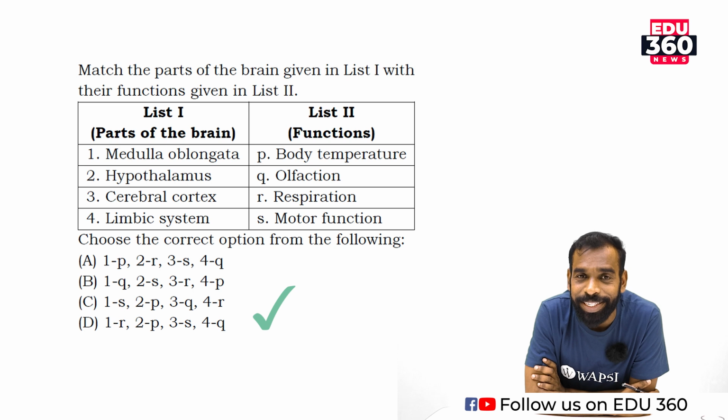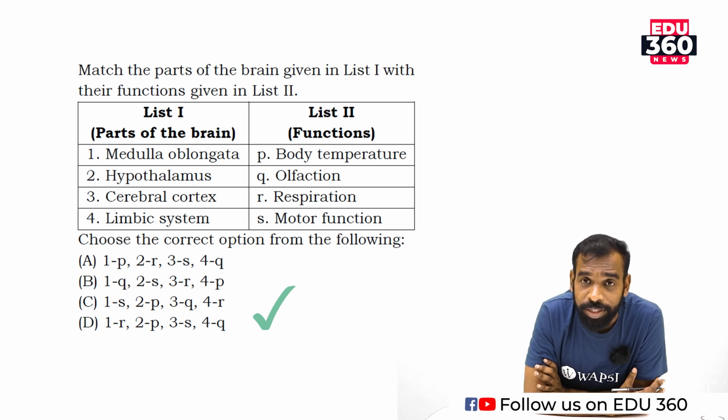Pneumotaxic center acts as a moderator region. Then respiratory rhythm center, then chemosensitive area. All these regions are present in the pons region and medulla oblongata. Then hypothalamus. Hypothalamus is associated with maintenance of body temperature. Cerebral cortex, that is olfaction, olfactory receptors, sensory region, sensation of smell.